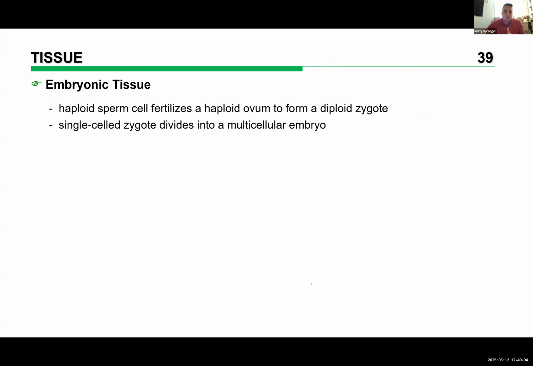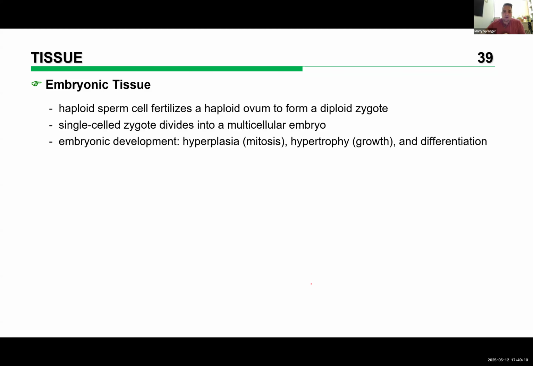Okay, so we've sort of built a human body. We've gone through the cells, and so now these cells have to bind to one another to form tissue. Let's talk about how they formed first. So we had this haploid sperm cell that fertilized the haploid ovum and gave you a diploid zygote. That single-celled zygote divided by mitosis into a multicellular embryo.